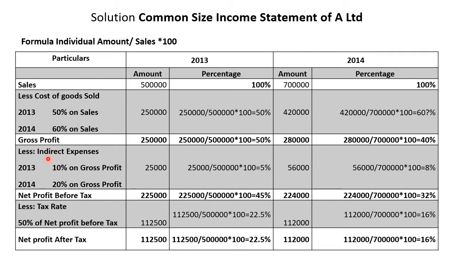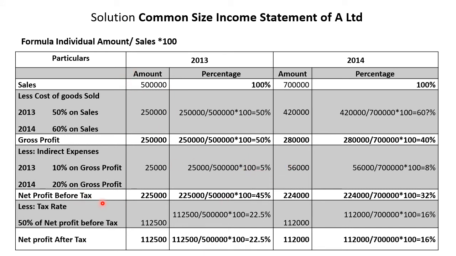Okay, next, less indirect expenses. I'll not be doing any calculation for the less indirect expenses, it is already calculated. What I will do is take the individual amount over here, which is 25,000. 25,000 divided by sales value, the sales value is 5 lakh, into 100, I get 5%.